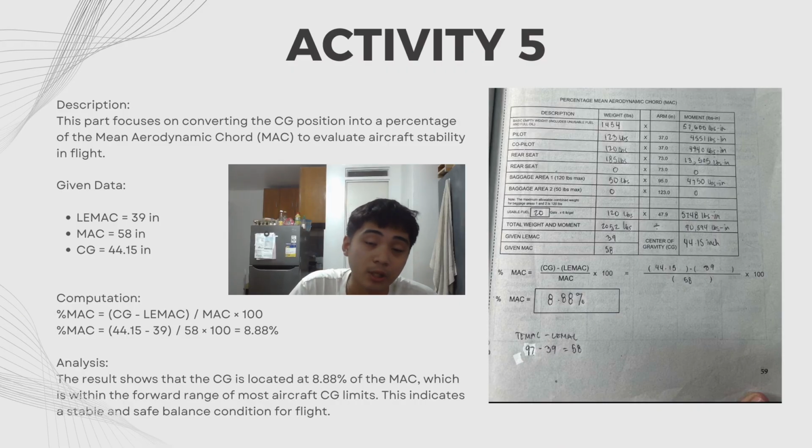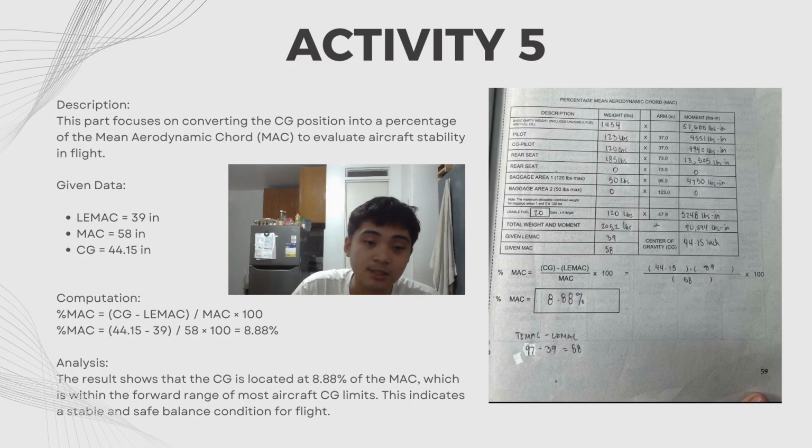The table lists different parts of the aircraft and their corresponding values. We have the weight in pounds, the arm in inches, which is the distance from the reference datum, and the moment in pound-inches, which is the product of weight times arm. Each row represents a component that contributes to the aircraft's total weight and moment. Let's take one example, the pilot. Weight equals 125 pounds. Arm equals 37 inches. So moment equals 125 times 37, which is 4,625 pound-inches.